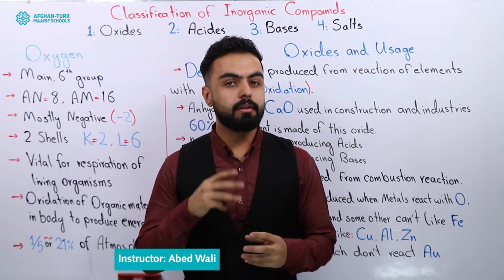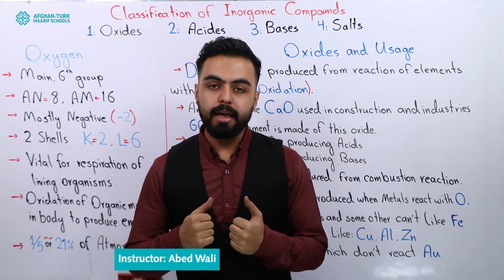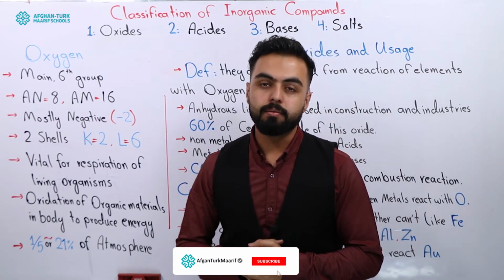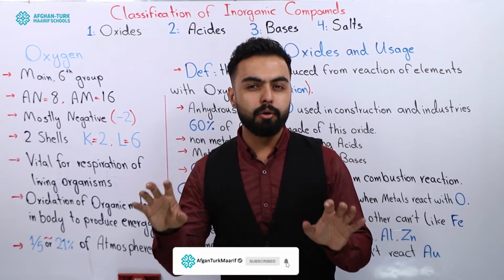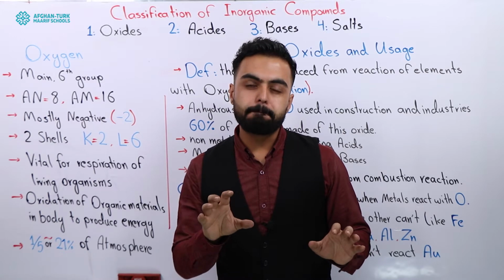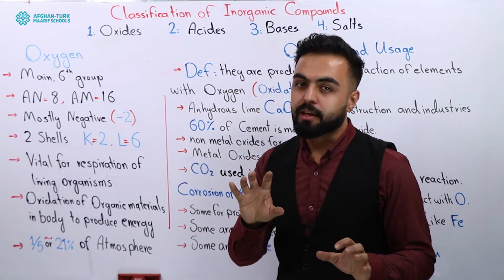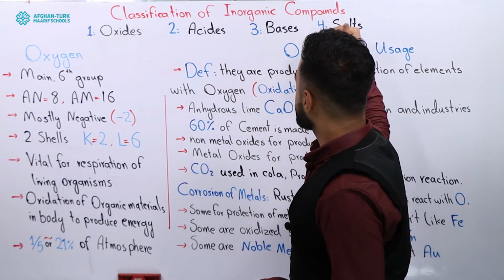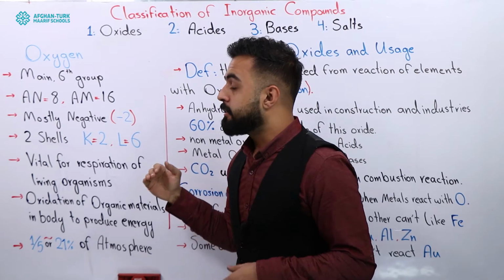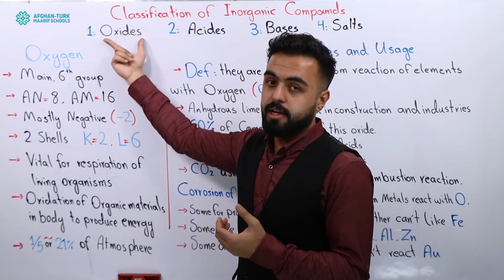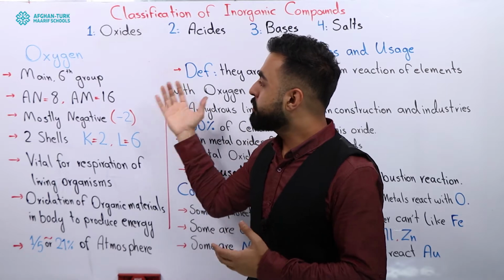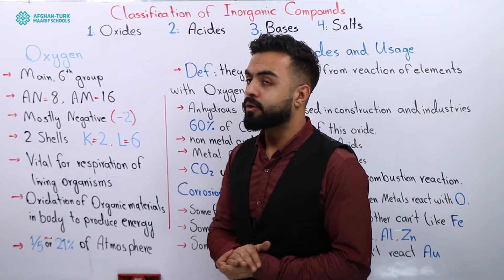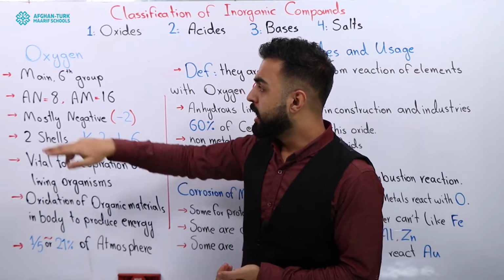Today I'm here with 3 new topics, starting with classification of inorganic compounds. Totally we have 4 different types of inorganic compounds in chemistry, which are oxides, acids, bases and salts. So today we are going to start with oxide and the definition of the oxide, but before that, oxygen is an important element in oxide, so that's why we are going to start with oxygen first.